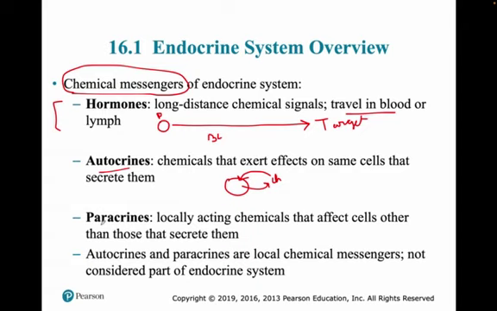There's another thing called paracrine. Again, none of these are part of endocrine. Here they also produce a chemical, but this chemical will work locally in the nearby cells. So the difference between hormone and paracrine is that this works locally. Both autocrine and paracrine are local chemical messengers, and they're not part of the endocrine system, because autocrine doesn't travel at all, and paracrine travels only a really short distance, acting locally.